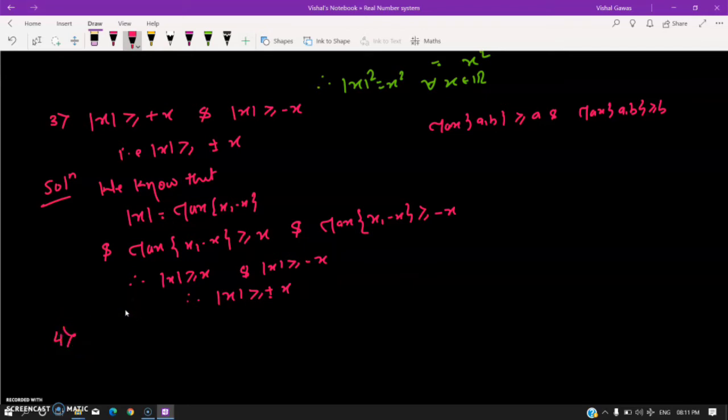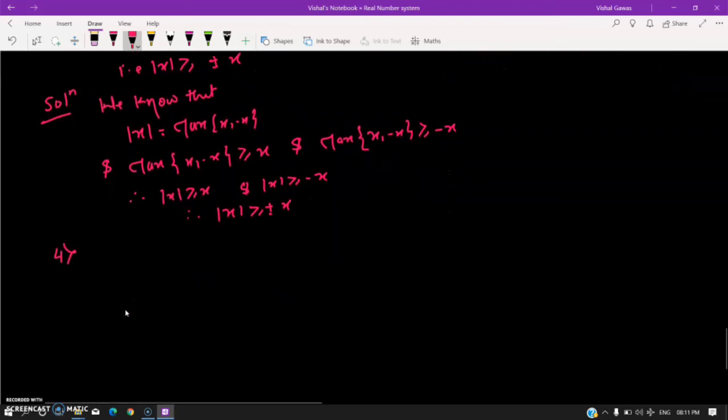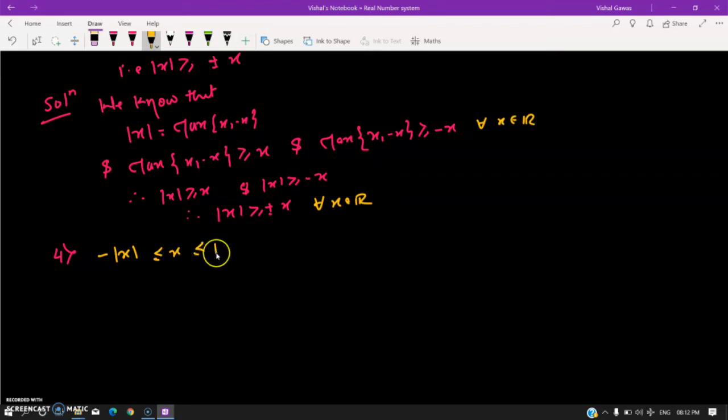Let's look at the fourth one quickly. These are some small properties, we can just deal with them right away. Then the fourth one says that negative of mod x is less than or equal to x, less than or equal to mod x. This is true for every x in R. Proof.